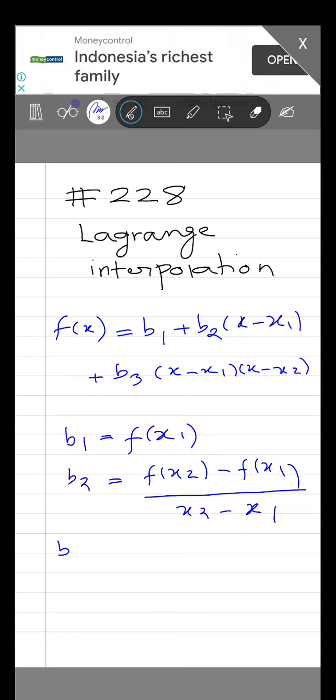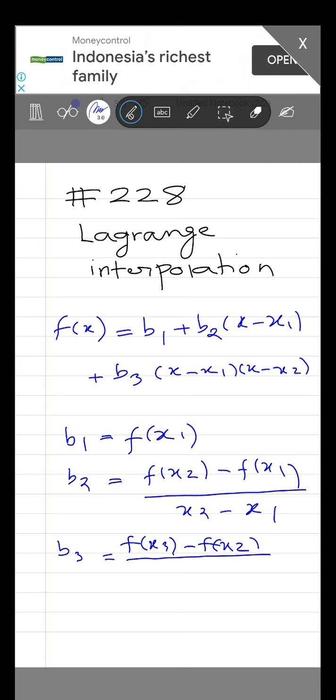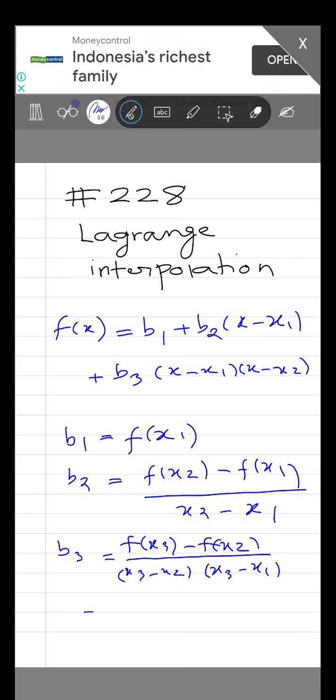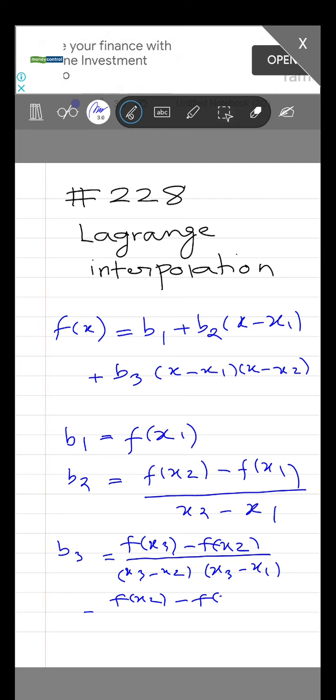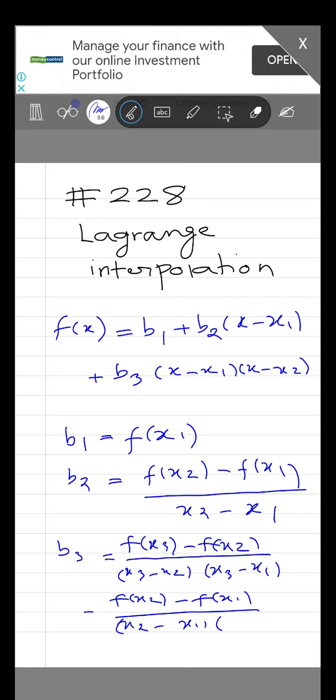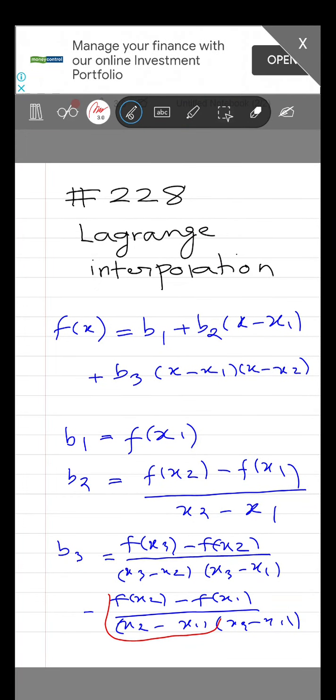and b3 is equal to f(x3) minus f(x2) divided by (x3 minus x2) into (x3 minus x1), minus f(x2) minus f(x1) divided by (x2 minus x1) into (x3 minus x1), and this is nothing but your b2, so you can write it as minus b2 divided by x3 minus x1. So this was the polynomial that we obtained.